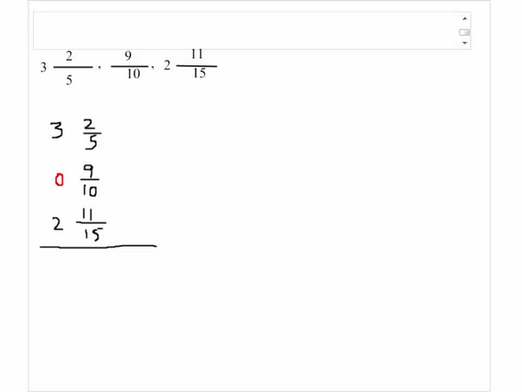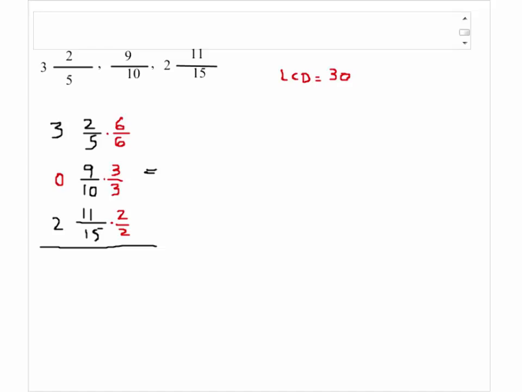We need to find the LCD between 5, 10, and 15. The LCD is 30. So we need to multiply 5 by a number to have 30. So it would be 6. So multiply the first fraction by 6 over 6. And for the second one, we need to multiply 10 by 3. So we'll multiply this by 3 over 3. And finally, multiply 15 by 2.